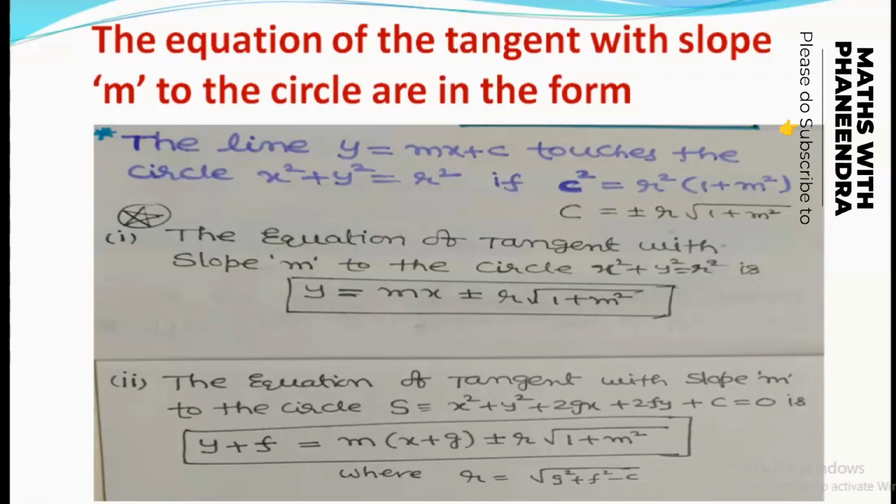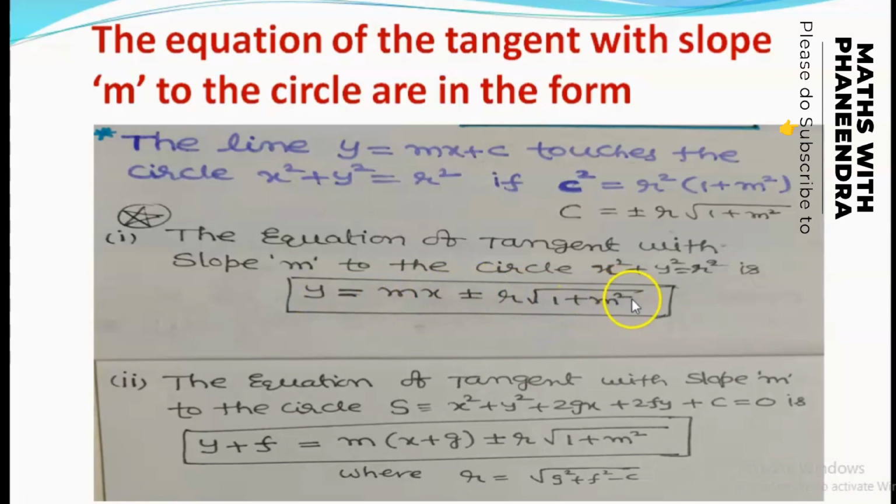Now the line y is equal to mx plus c touches the circle x square plus y square equal to r square if c square equal to r square into 1 plus m square, that is, c equal to plus or minus r into square root of 1 plus m square. This c value substituted in the line y is equal to mx plus c, therefore this equation becomes y is equal to mx plus or minus r into root of 1 plus m square. Now onwards, you can treat this as the equation of tangent with slope m to the circle x square plus y square equal to r square: y equal to mx plus or minus r into square root of 1 plus m square.